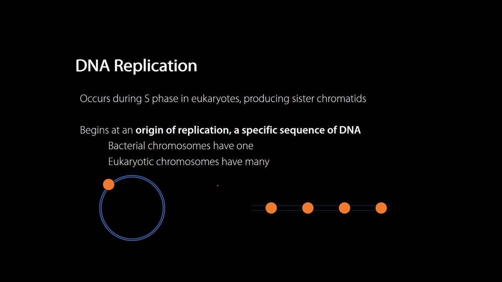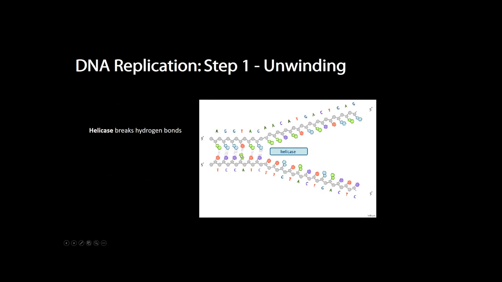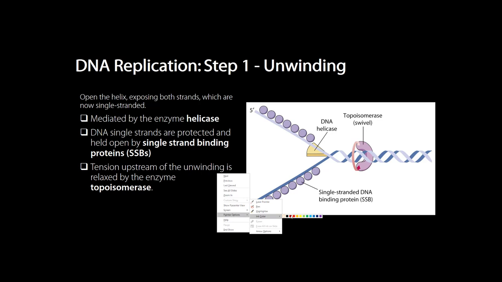So what's happening at that origin? The first thing that happens, the first step in DNA replication, we can call unwinding. All right, it's where the double-stranded helix basically becomes unzipped. If you imagine this as a zipper, right? If this is a zipper here, okay, I'm not in my pen tool right now. Let me get back into my pen tool. I guess we'll go back to red.